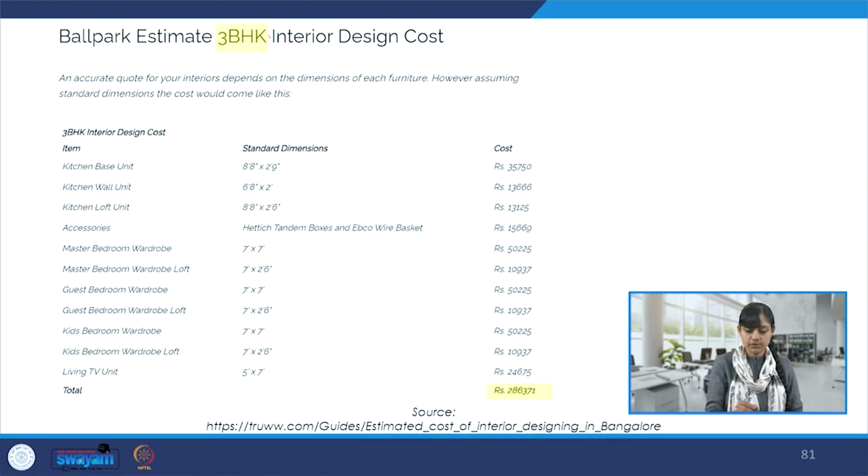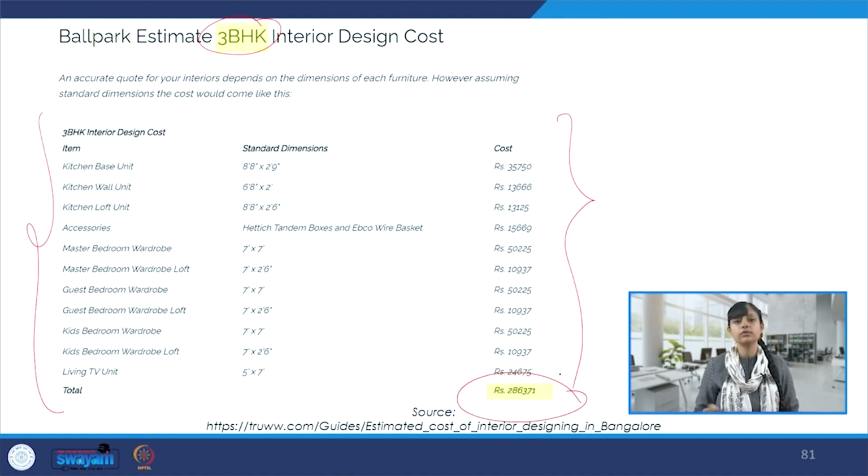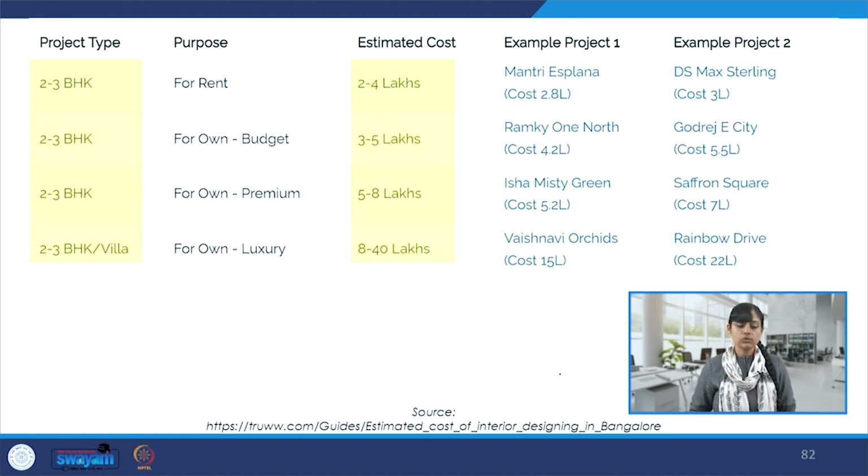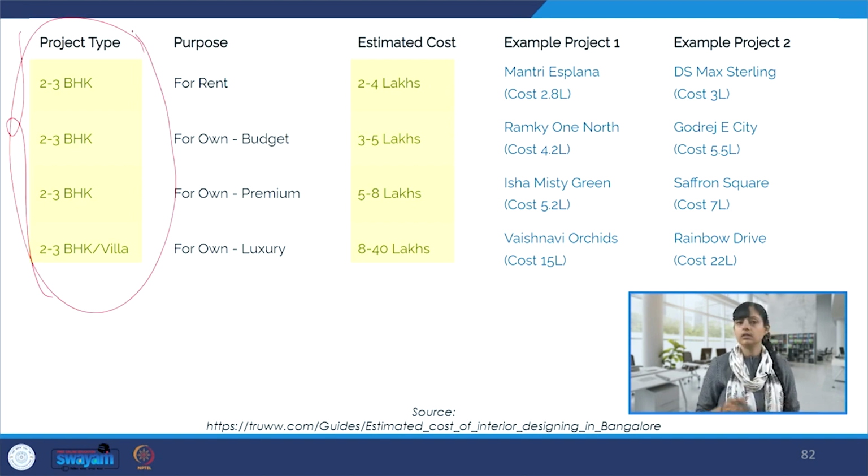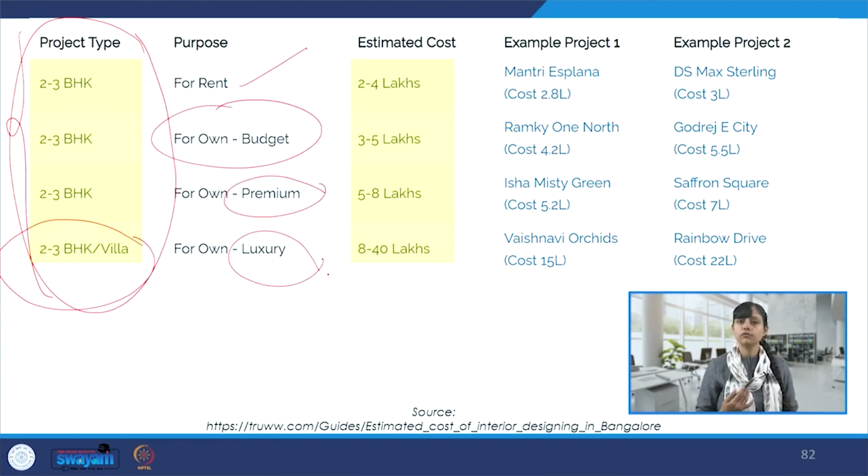And this one is for 3 BHK, again in Bangalore, and here with this itemized details, the costing is somewhere close to 3 lakhs. So this is sort of a comparative chart. For project type, 2 to 3 BHK, or if it is a villa, and whether it's for rent, for own but in the budget category, or premium category, or luxury category for the own usage. There is a range of estimated cost.